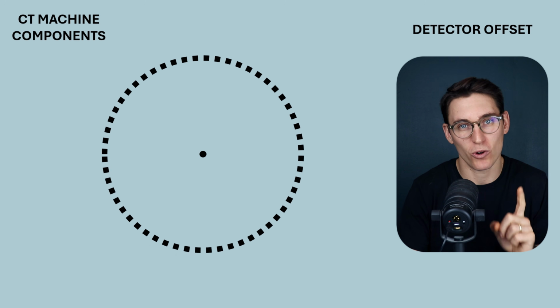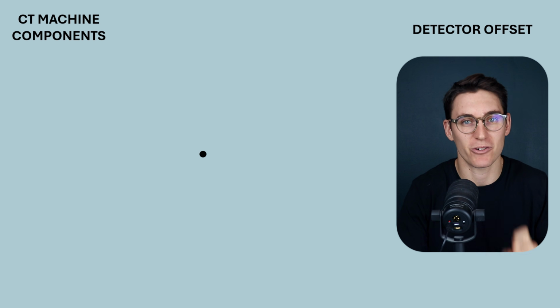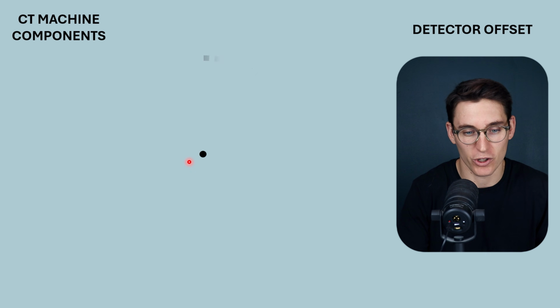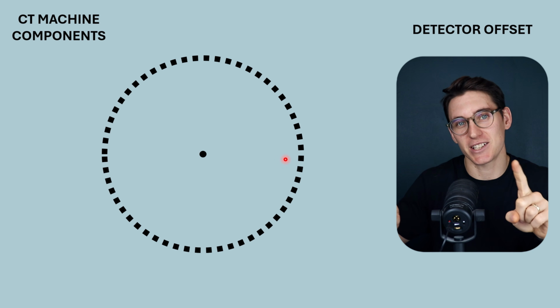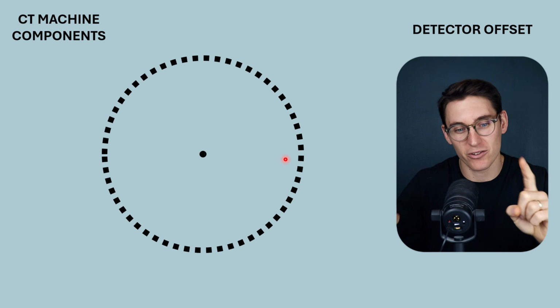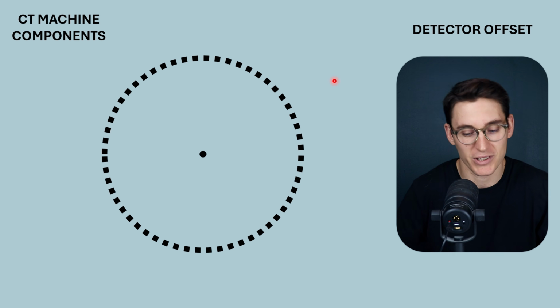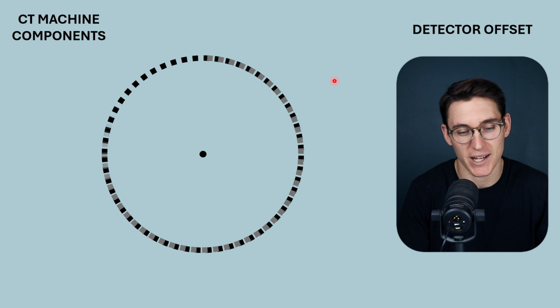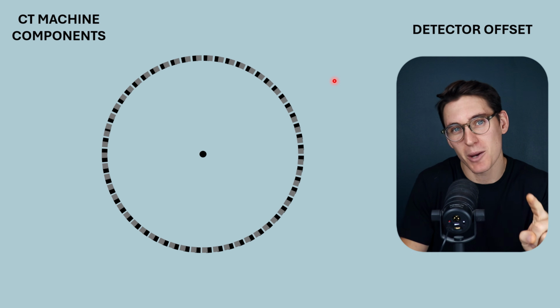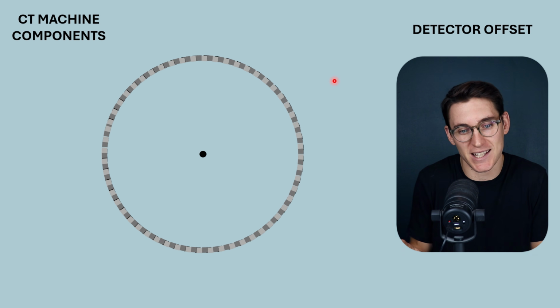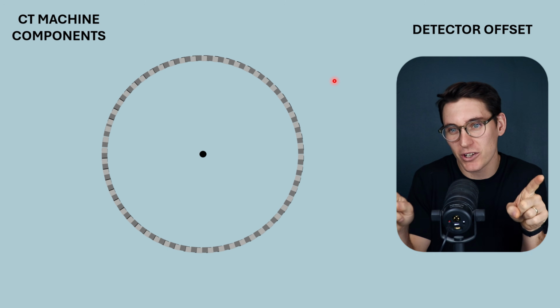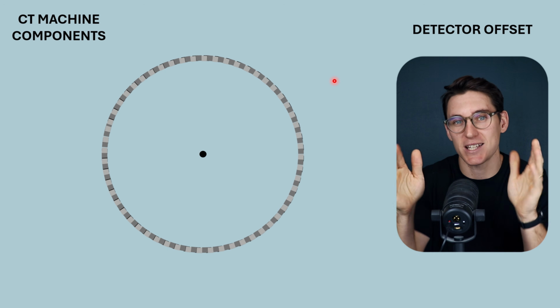Now, what a detector offset does is the first time we rotate around this object, we're going to get our projection data. The next set of projection data, the next rotation around this object, is not going to perfectly align here. We're going to get a separate data set of the same object, but at a slightly different angle. And if we repeat this process, you can see how we're filling in the gaps. We're creating slightly different views of the same object.